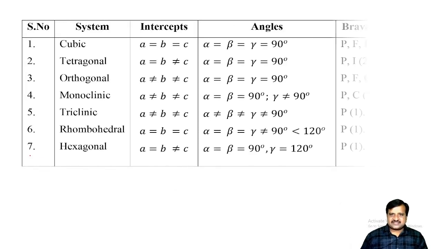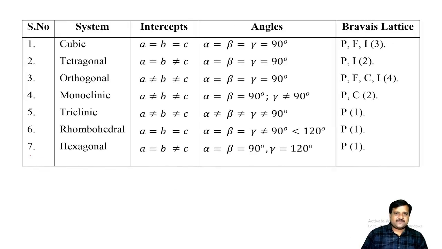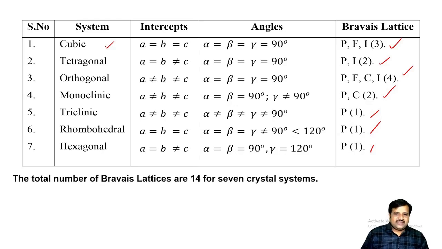So the Bravais lattices are shown here briefly. For cubic system, these are the parameters, and the Bravais lattices are 3. For tetragonal system, 2 Bravais lattices are possible, orthorhombic 4, monoclinic 2, triclinic 1, rhombohedral 1, hexagonal 1. So in total, there are 14 Bravais lattices for 7 crystal systems.